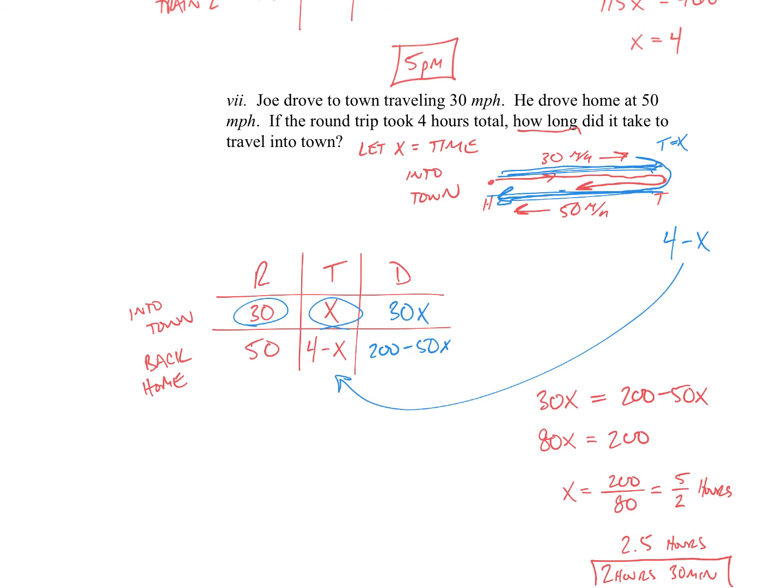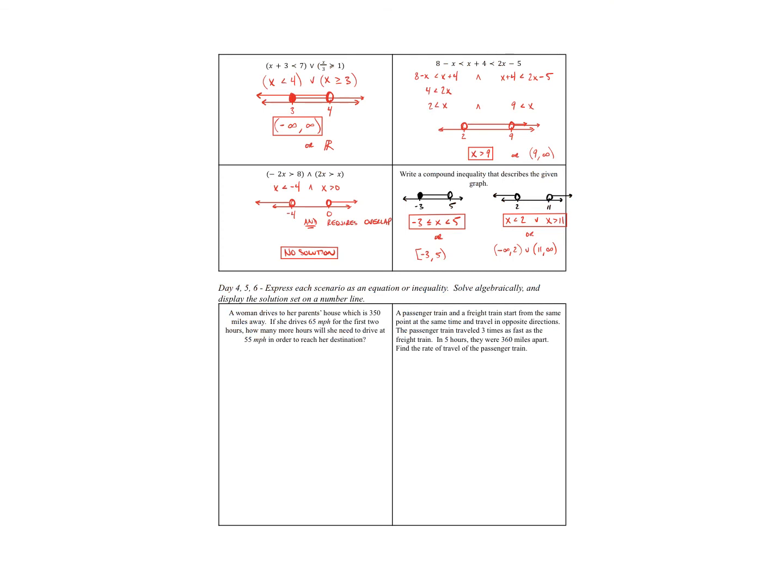And if we really cared about how long it took him to get back from town, we would just do 4 minus 2.5, and we'd get 1.5, and so it must have taken him an hour and a half to come back, which makes sense because he was traveling faster on the way back. All right. So these are the practice problems on the top 2 that you need to do today, just the first 2.